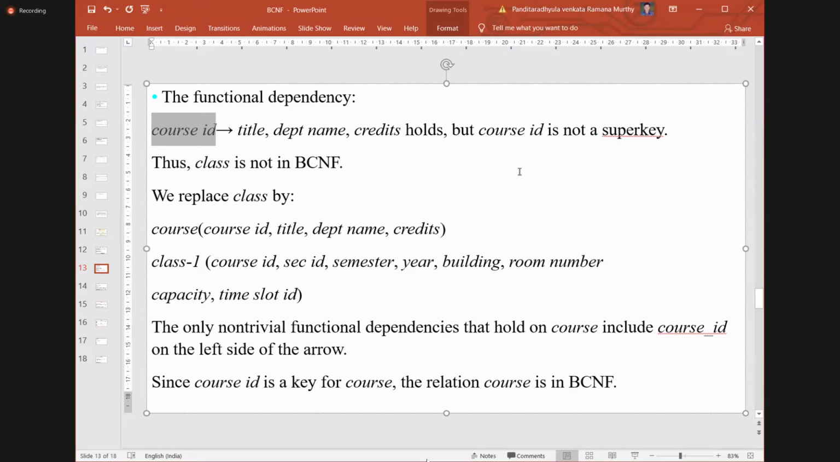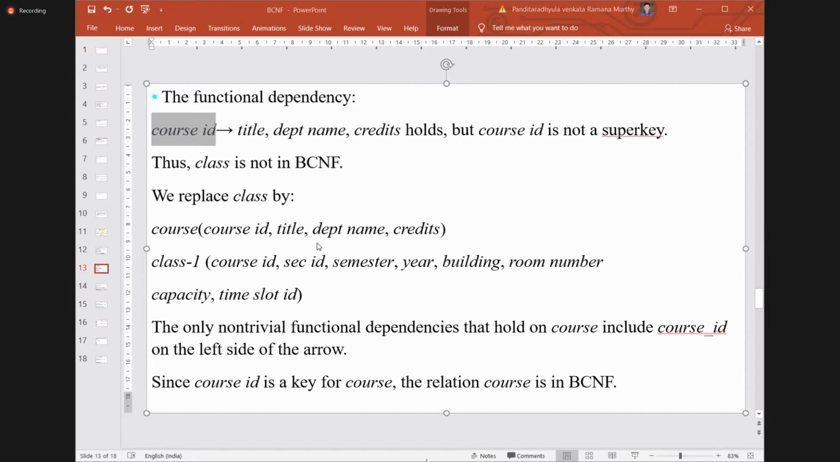The above class table is not in BCNF. Then what to do? We can divide this given table into two or more tables so that each and every table satisfies BCNF rules.